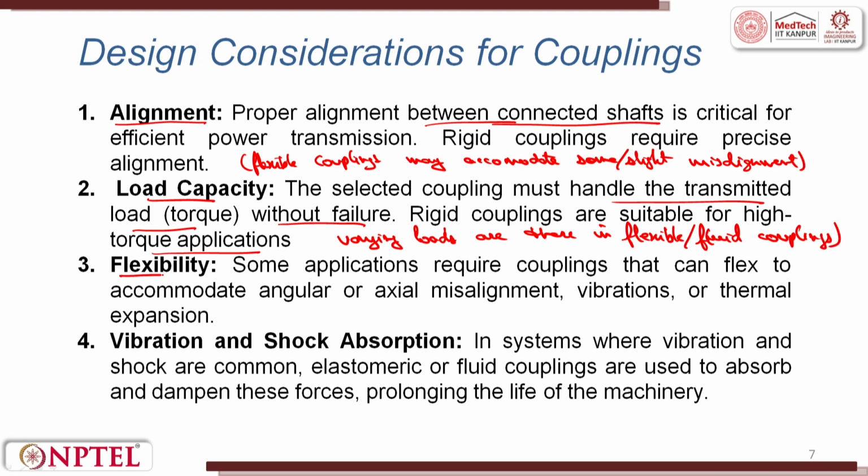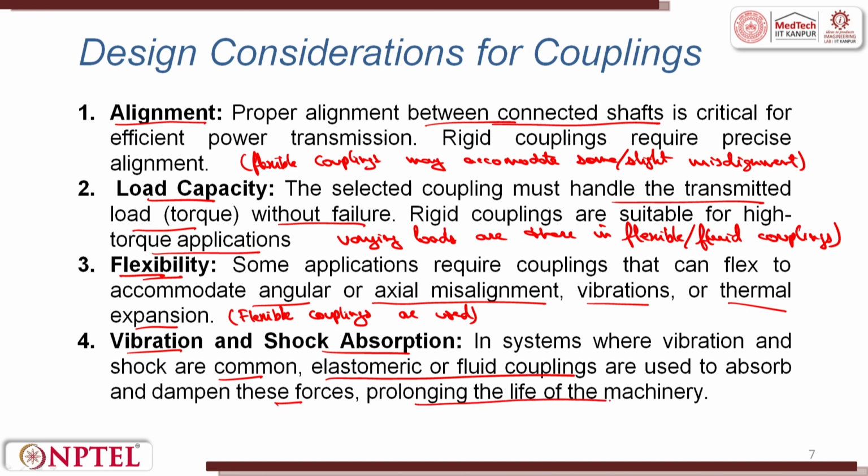Then comes flexibility. Some applications require couplings that can flex to accommodate angular or axial misalignment, vibrations or thermal expansion. Flexible couplings are ideal for this use. The word flexibility means here flexible couplings are only used. Then comes vibration and shock absorption. In systems where vibration and shock are common, elastomeric or fluid couplings are used to absorb and dampen these forces, prolonging the life of the machinery.